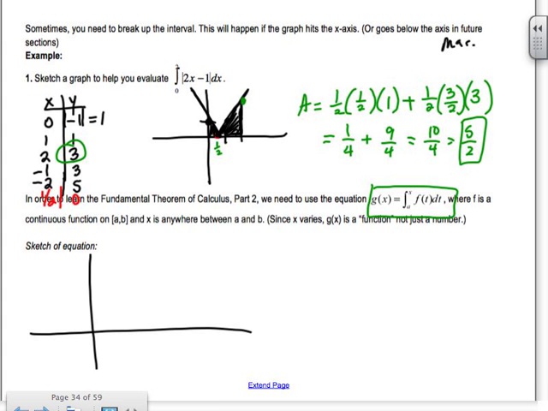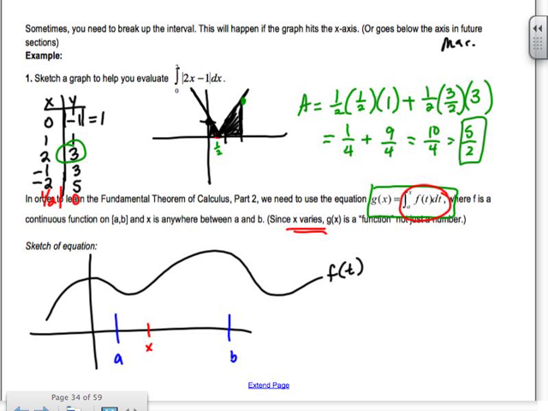It doesn't actually have to be positive, but that's probably the easiest way for you guys to see it right now. And let's say a is here and b is here. X is any value between it, and x actually varies. So if I was talking about a to x of f of t dt, so my curve is f of t. You don't want to use x because we're using x in another way.